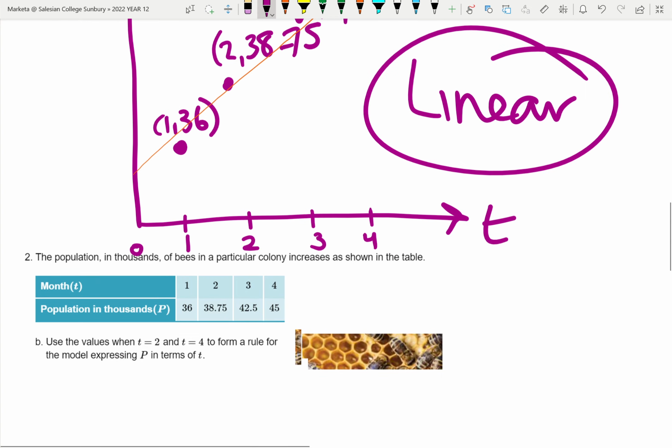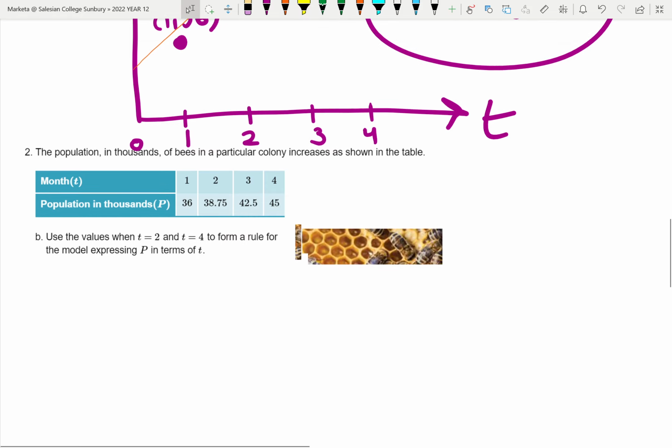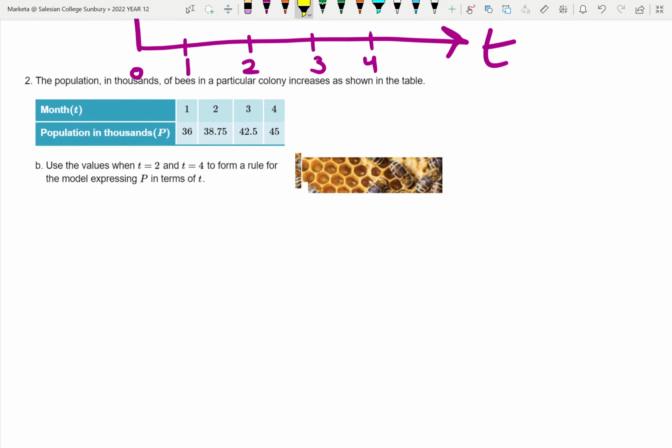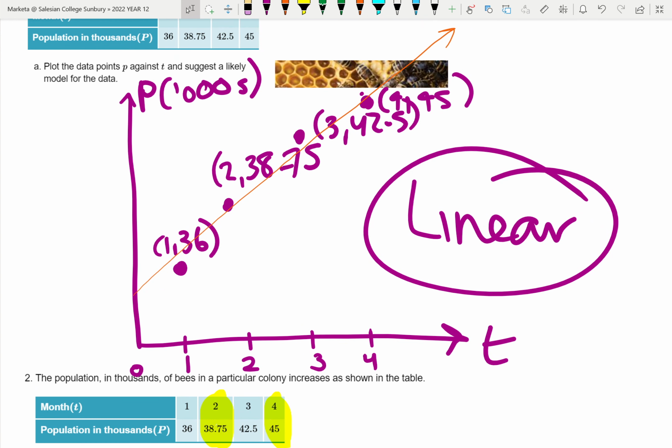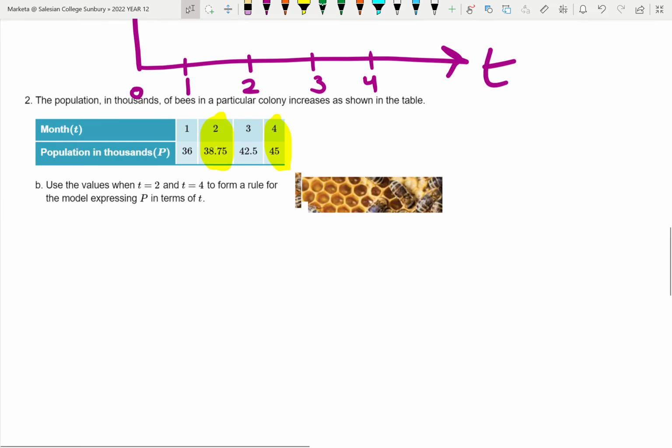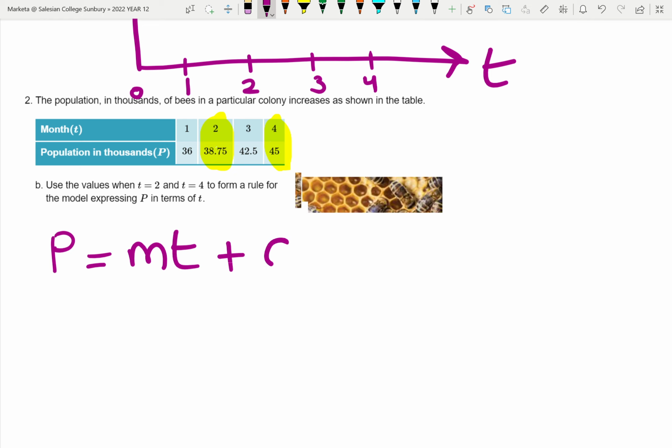So let's see. They now want us to form a rule for the model, and they've given us two specific values to use here. It's important we use the ones they say because, as we saw, these dots do not make a perfect linear relationship. So if we use other ones, we're going to get a different equation. So y equals mx plus c, but in this case we're using p for population because that's what they tell us, equals mt instead of x, plus c. Be careful with your variables, you lose a mark if you use the wrong ones.